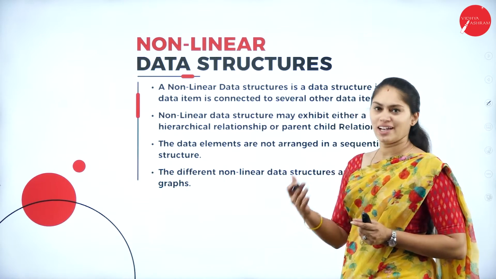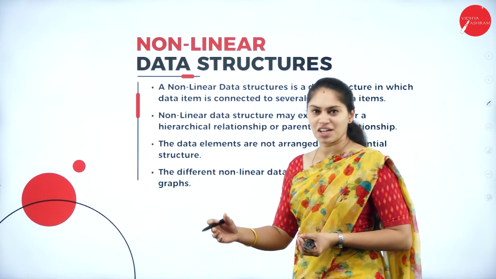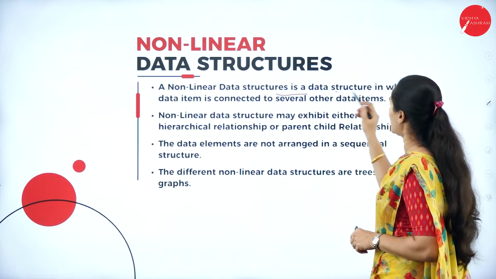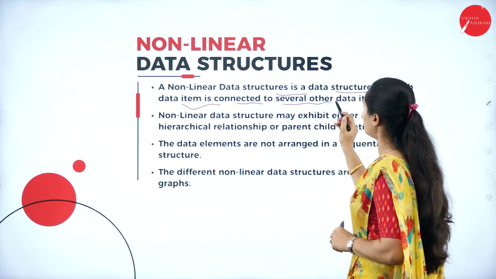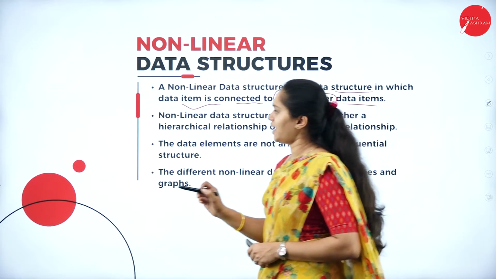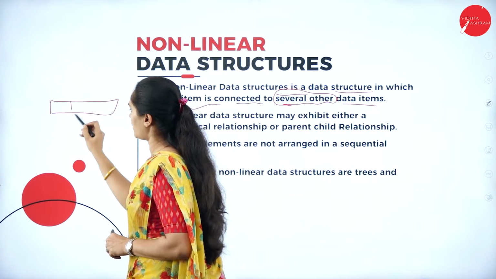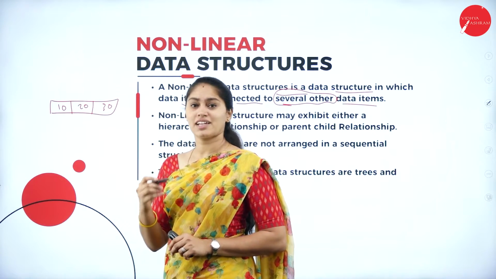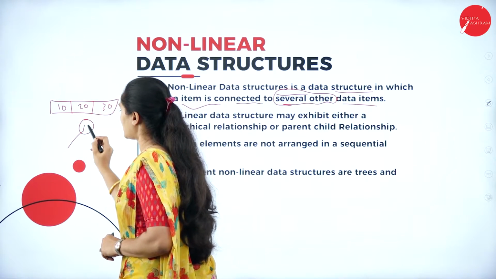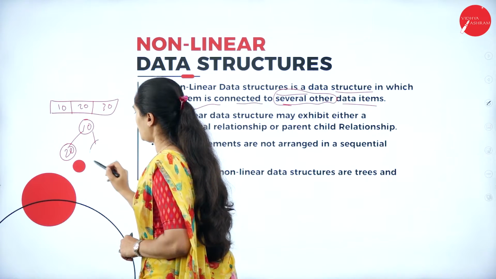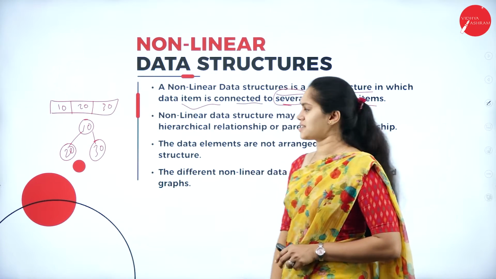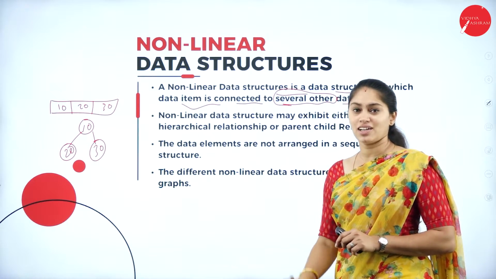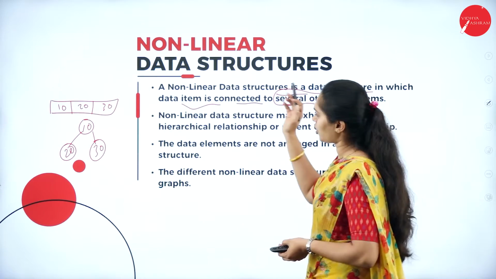Now we'll see about the non-linear data structure. If it is linear, it is a sequence. If it is non-linear, then there is no sequence. In this data structure, a data item is connected to several other data items. So here the data items are not in a sequence. If it is a sequence, it will be like this. If it is not, the data item is connected to several data items, it could be like this, like 10 and it can be 20, 30. That is what a non-linear data structure is all about.